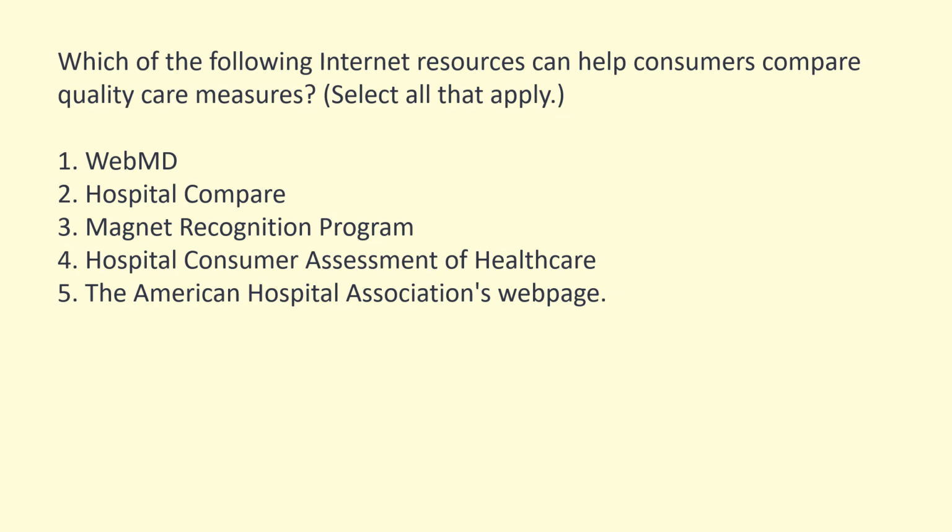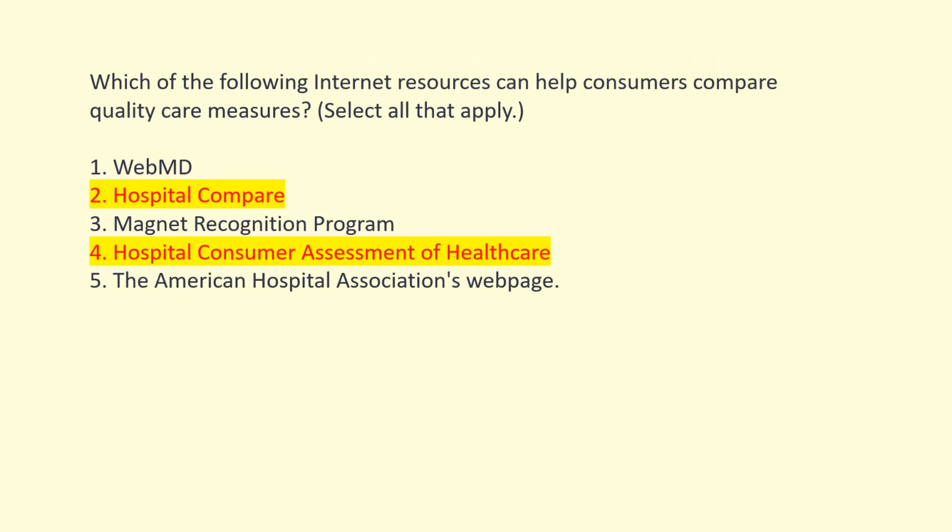Which of the following internet resources can help consumers compare quality care measures? Select all that apply. 1. WebMD. 2. Hospital Compare. 3. Magnet Recognition Program. 4. Hospital Consumer Assessment of Healthcare. 5. The American Hospital Association's webpage. Answer: 2. Hospital Compare. 4. Hospital Consumer Assessment of Healthcare.